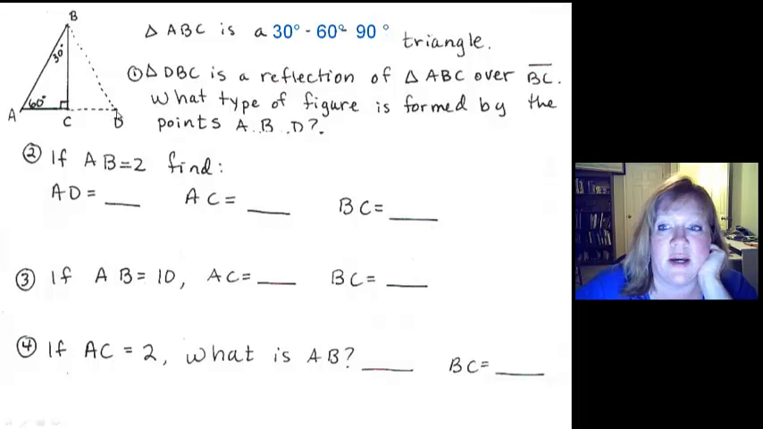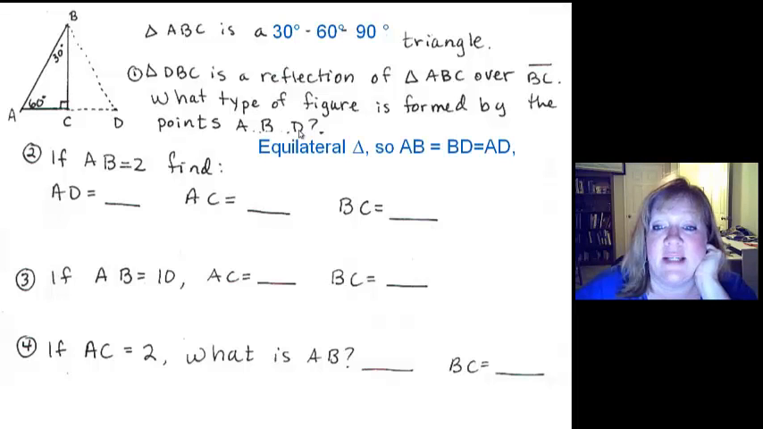So since it is a reflection, and you know that these angles are 60, 60, and this whole big angle up here, 30 and 30, makes 60, it's going to be equilateral and equiangular. So the type of figure formed by A, B, and D is an equilateral triangle, so those three sides are equal. So you got AB, if it equals 2, what is AD equal? Well, you know AD has to equal 2. And AC is equal to CD, so it's half as long as the whole thing. So AC is 1.